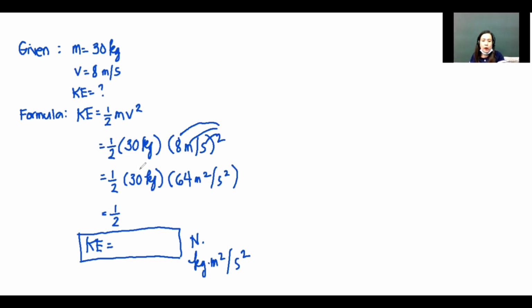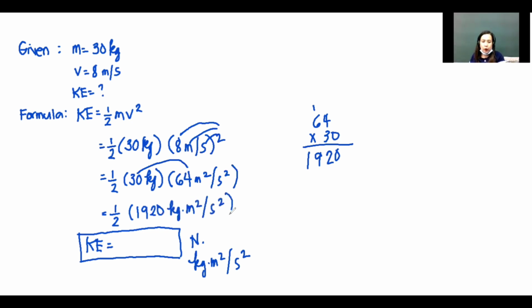So we have to multiply 30 by 64. 30 times 64. Okay, we can do the shortcut method because there is a 0 at the end. So, 3 times 4 is 12, 3 times 6 is 18, plus 1 is 19. So 30 times 64 is 1,920 kilogram meter square per second square.